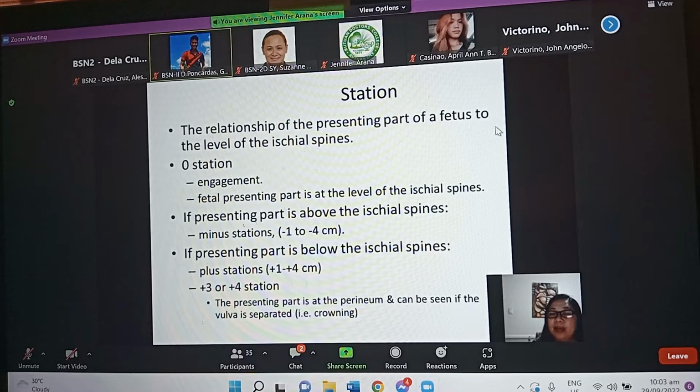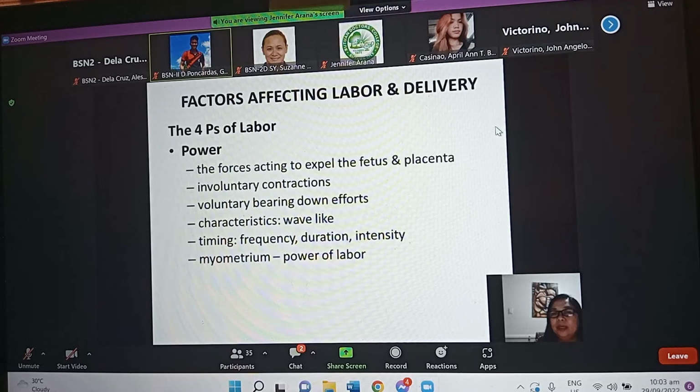So when it is already plus 3 or plus 4 station, it may mean that the presenting part is already in the perineum and can be seen if the vulva is separated. We call that crowning. Usually, ulo ang una nga presenting part, no? So, ang ulo, makita na nimo if imong i-separate ang vulva, if ang ulo na nasa perineum, crowning ang tawag na niya. And the station is usually plus 3 to plus 4.